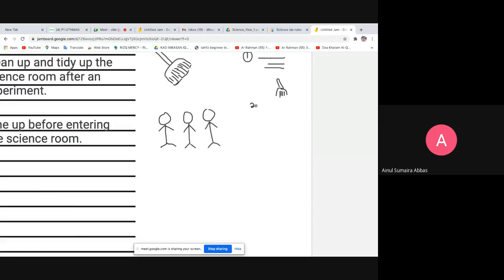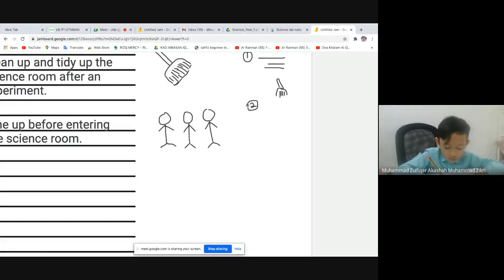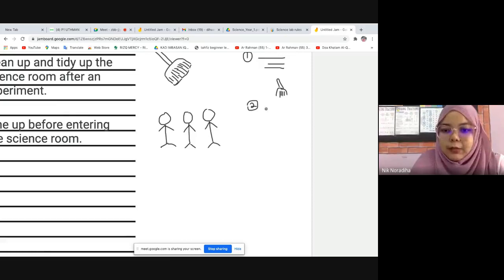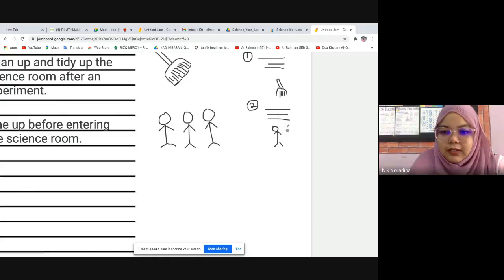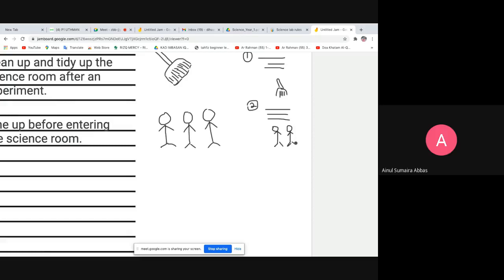Look at the second one. Look at the screen. After you already write the second rule, I'm trying to draw students lining up. So this is the example that you can do in your book, okay? Just do students.